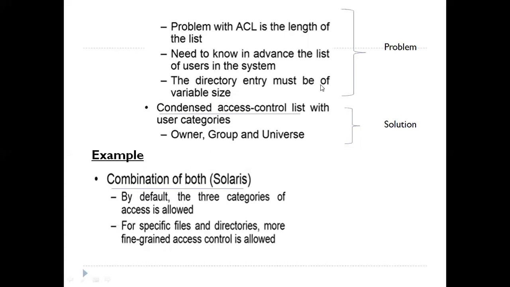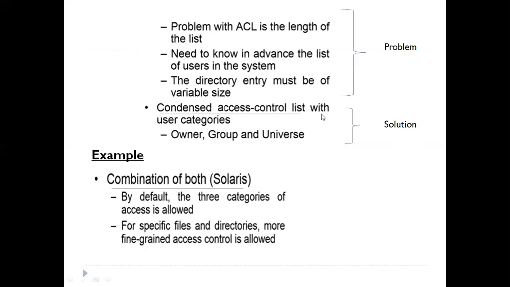And directory entry must be of variable size. A directory size can't be limited, because if I'm using a directory to have a large number of files, then the size of the directory should be variable, right? So there could be lots of problems when you are having this ACL for each file or directory. So what could be the solution? So the solution could be a condensed access control list with user categories. So they're telling, instead of giving an ACL to each file, you have a condensed version of ACL, and they call it condensed ACL.